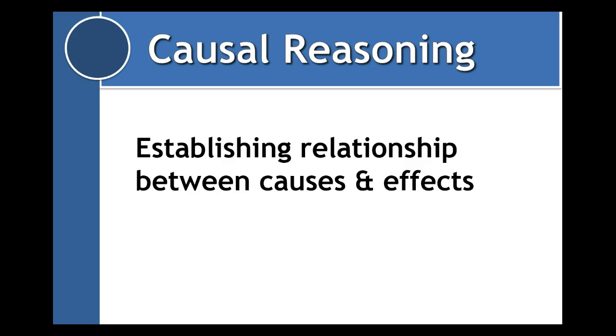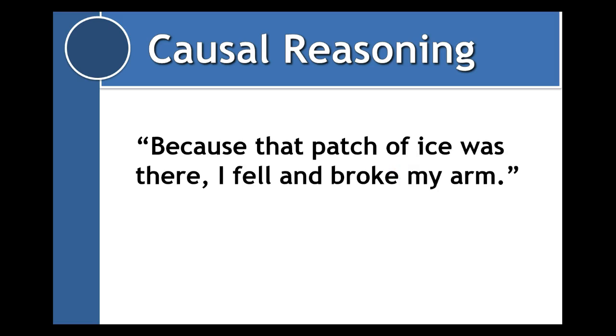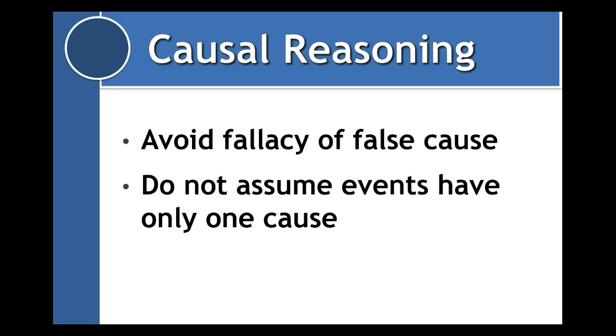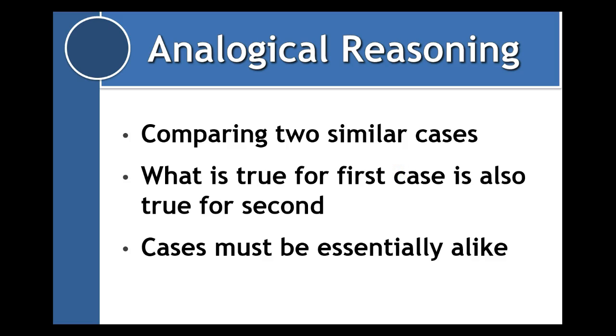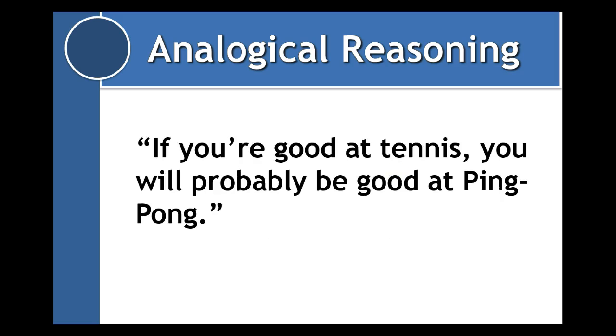Causal reasoning means establishing a relationship between causes and effects. Because that patch of ice was there, I fell and broke my arm. Causal reasoning also means avoiding the fallacy of the false cause, and not assuming events have only one cause. Analogical reasoning means comparing two similar cases. What is true for the first case is also true for the second, and the cases must be essentially alike. If you're good at tennis, you will probably be good at ping pong.